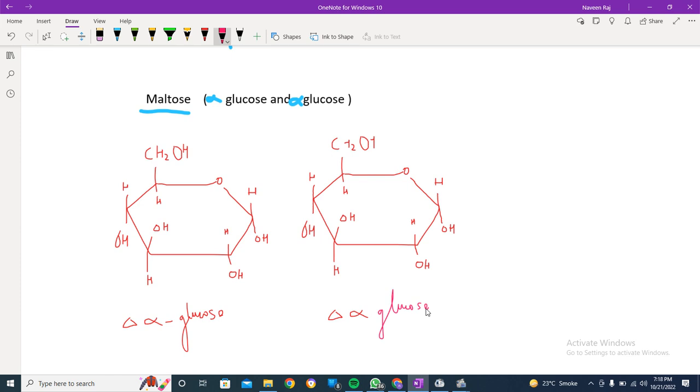Do remember that condensation takes place for the disaccharide formation. Condensation takes place. For condensation, we need to remove water, and as a result of condensation, the macromolecules, or bigger molecules, form. To break them down there is hydrolysis. So here we need to take out water.